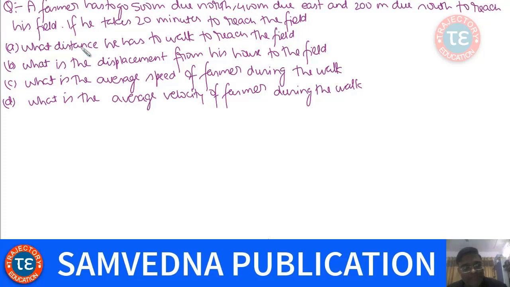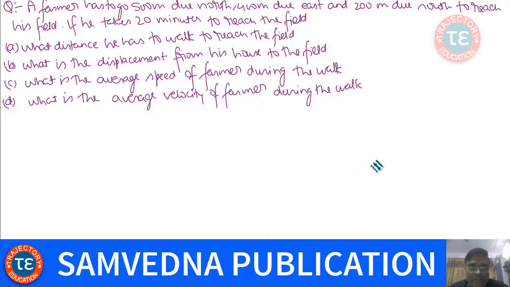Let us see this question. The question says a farmer has to go 500 meter due north, 400 meter due east and 200 meter due south to reach his field. If it takes 20 minutes to reach the field, what distance does he have to walk in order to reach the field? Let me draw the figure first.